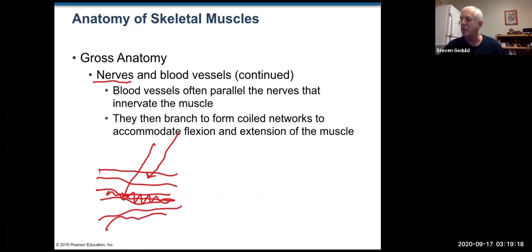So blood vessels parallel nerves that innervate muscles. You're going to find them running together. They then branch to form coil networks to accommodate flexing and extension of muscles. Remember, the muscles that cause flexing and the muscles that cause extension are opposite to each other. There's going to be different innervation to each one. The body's going to have to signal flexing or signal extension, and different muscles will be activated to shorten.